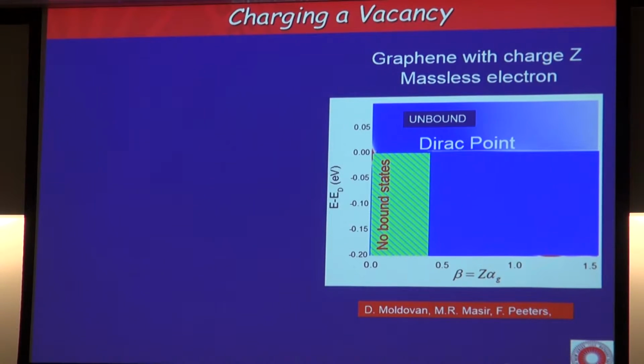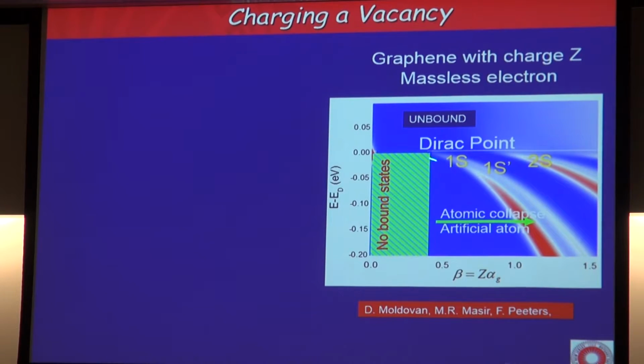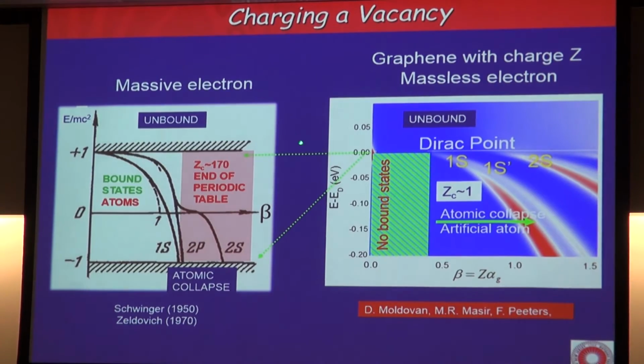So if we do the same diagram as before, energy as a function of the charge. When beta or Z alpha is less than a half, we have no bound state. This is where the Dirac point is. And as you increase the charge, you start having these quasi-bound states, 1s, 2s, and so forth. And this is the equivalent of the atomic collapse in atoms, except that the critical charge is 1. It's actually interesting to compare the two. So the gap here, the mass gap that we have in atoms, disappears. So the equivalent of the periodic table doesn't exist here. So we have the unbound region, which is here, and we have the atomic collapse region, which is here.